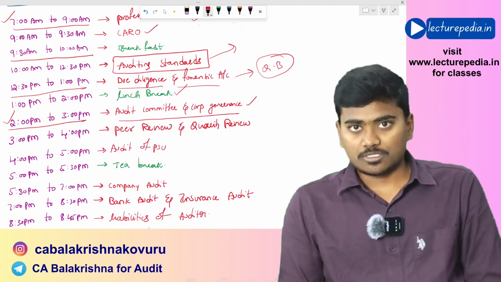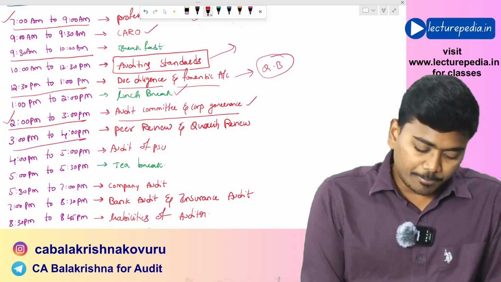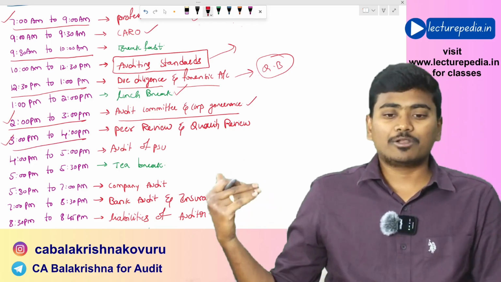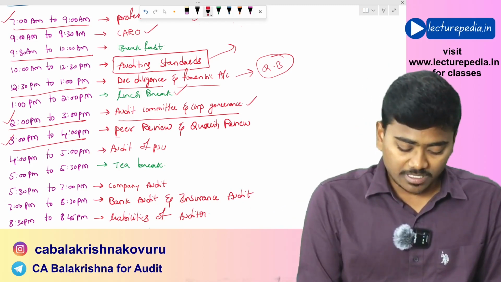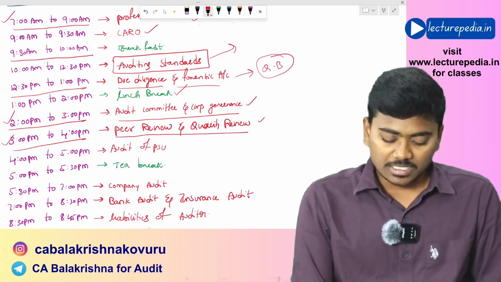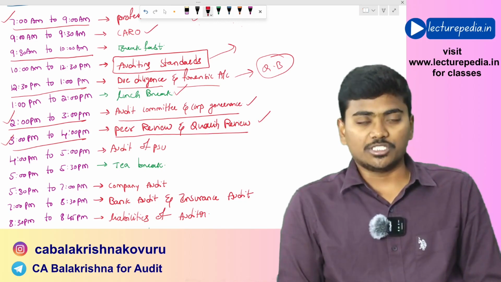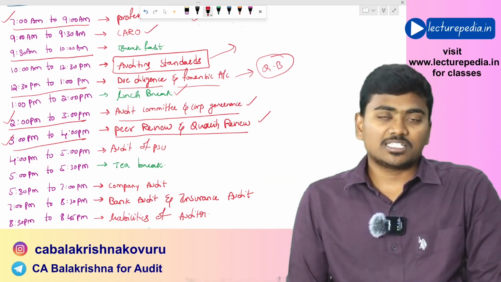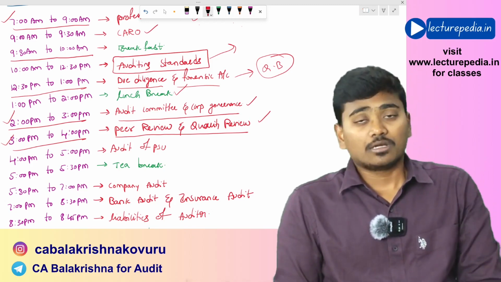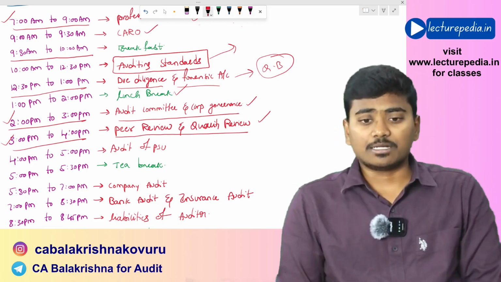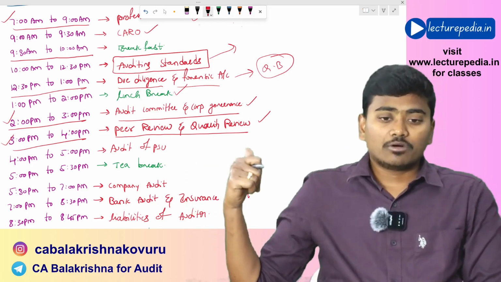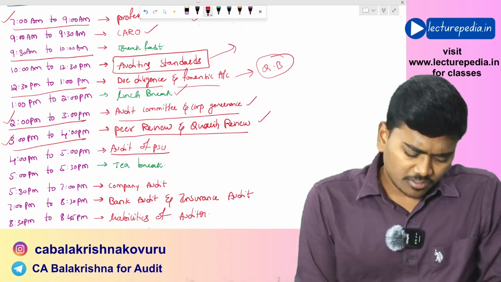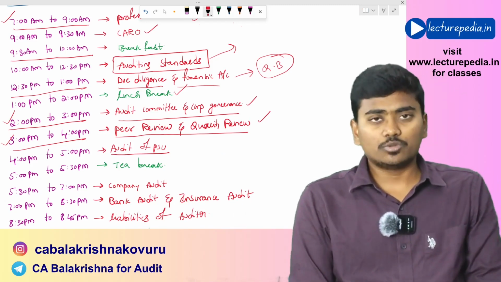Even for peer review and quality review, in the next slot, 3 p.m. to 4 p.m., cover peer review and quality review. Even in this peer review and quality review, there is a chance of case based MCQ. They are taking up a single chapter and giving 10 marks of case based MCQs from that entire chapter. So from audit committee, corporate governance, peer review, quality review, these 2 chapters, there is a chance of case based MCQs. And from audit of PSU, the chance of case based MCQ is not there.